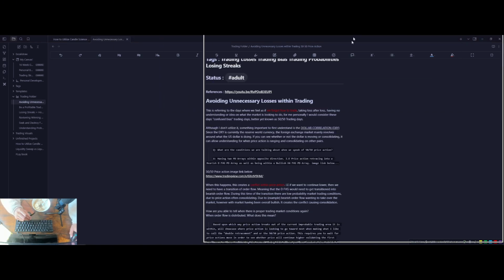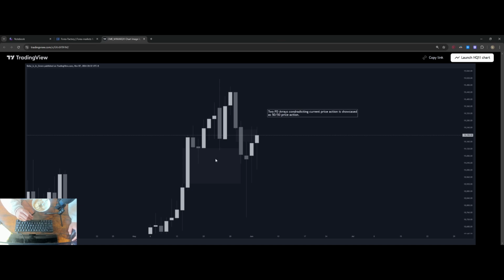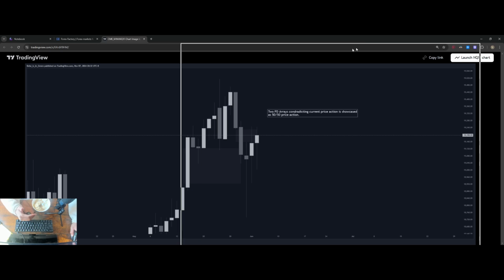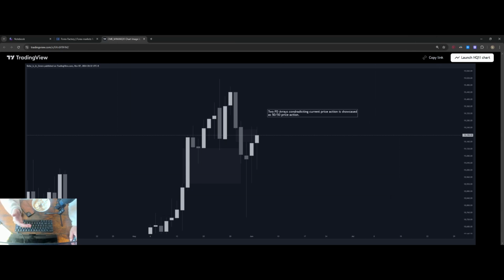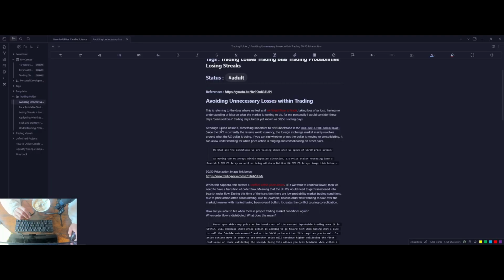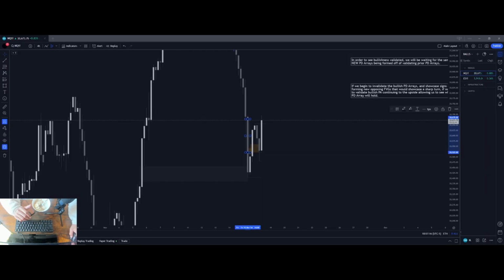Let me bring the image down for you guys to see. We have a bullish PD array right here and a bearish PD array right here. This is low probability price action. Now, you may be like, well, Lonnie, this low probability price action, why did you execute upon it? We're going to continue to scale down. But for now, keep this in mind. We have two opposing PD arrays.